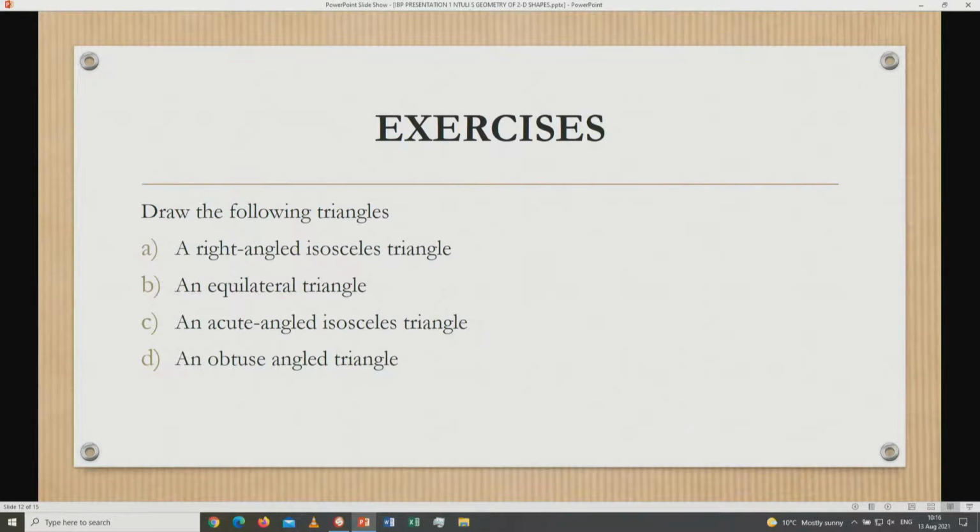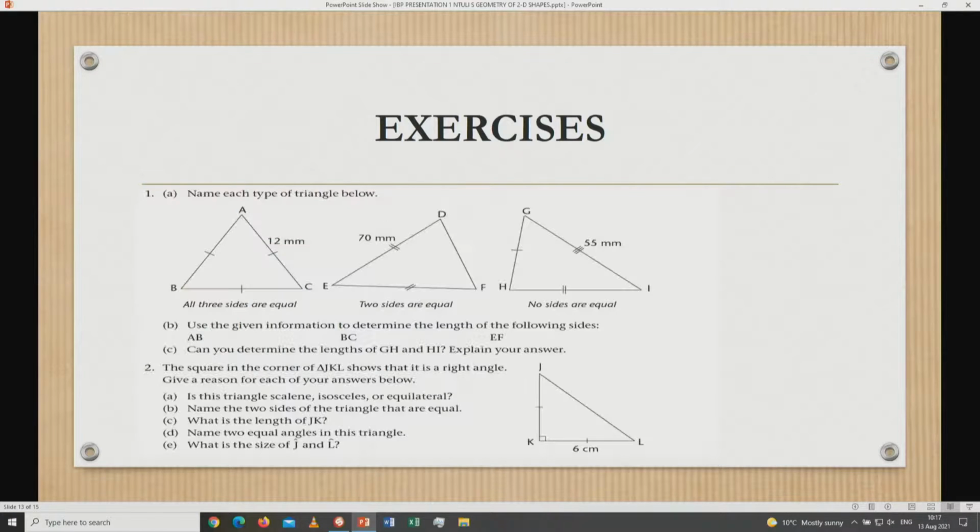Right, guys, number C and number D, an acute angle isosceles triangle. It will be yours to draw. It's going to be your homework. And an obtuse angle triangle, remember, it will also be your homework. Remember that an obtuse angle triangle must be a triangle where one angle must be above 90 degrees. It must be above 90 degrees, but less than 180 degrees. So it must be between just above 90 and 179. Right, guys?